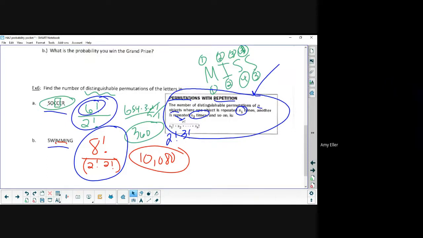Yes. So what if it's not repeated 2 times and it's just repeated 3 times? Then, so like if I have A, B, B, B, C. Yeah. 1, 2, 3, 4, 5 over 3 factorial. Okay. Yeah, and then if it was D, D, it would be that. So just 1 letter and however many times that was repeated.